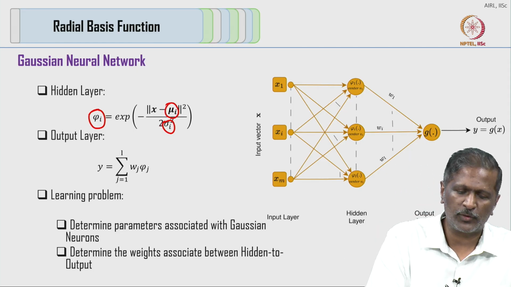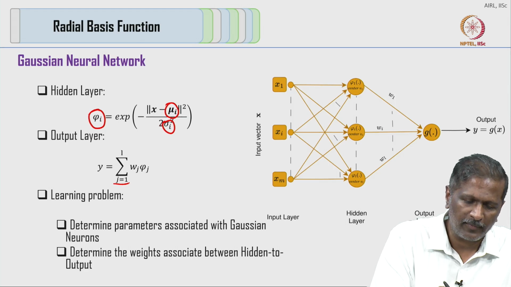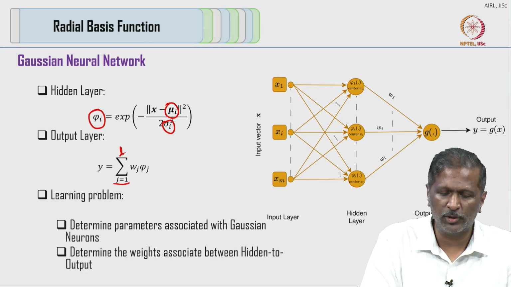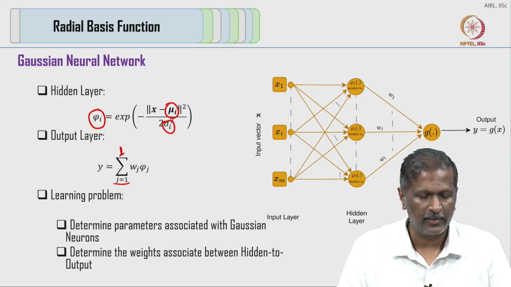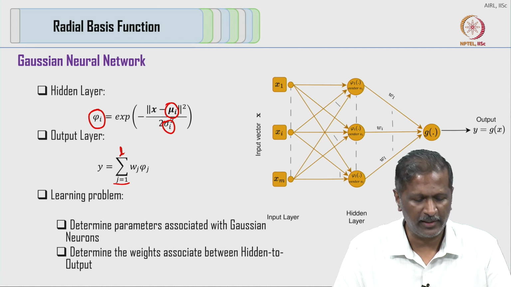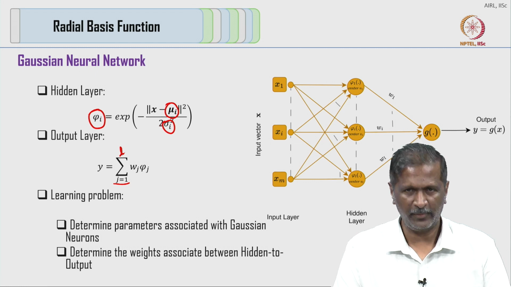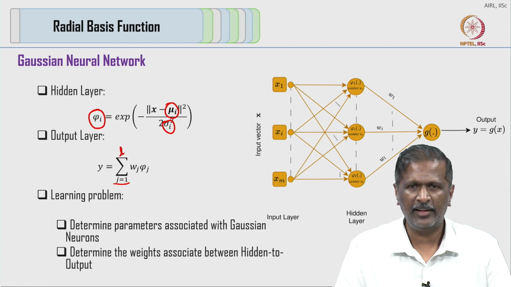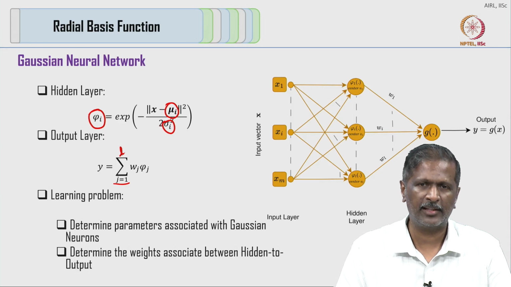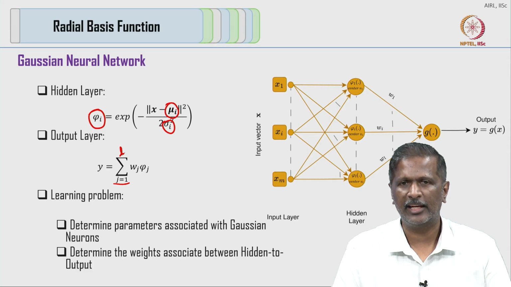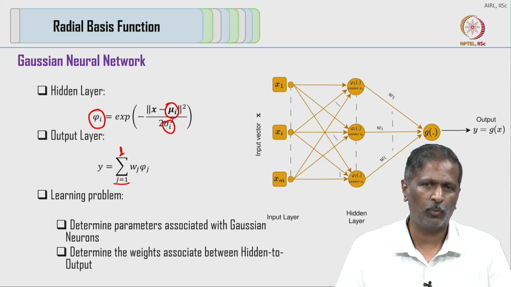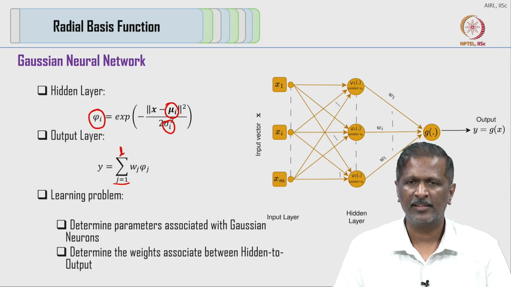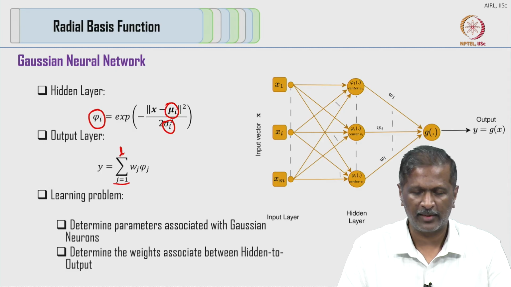So y goes from j equals 1 to L, sum of wj phi j. So what is the objective here? Given a set of data, we need to find the parameters of the network such that it approximates the relationship between the input x and output y from a fixed finite set of observations.